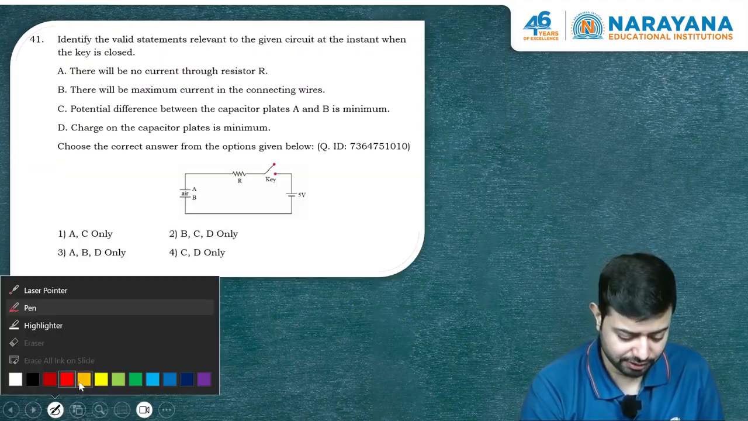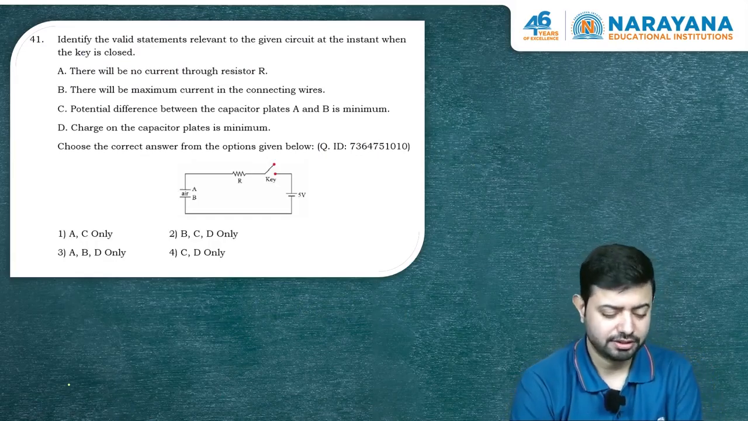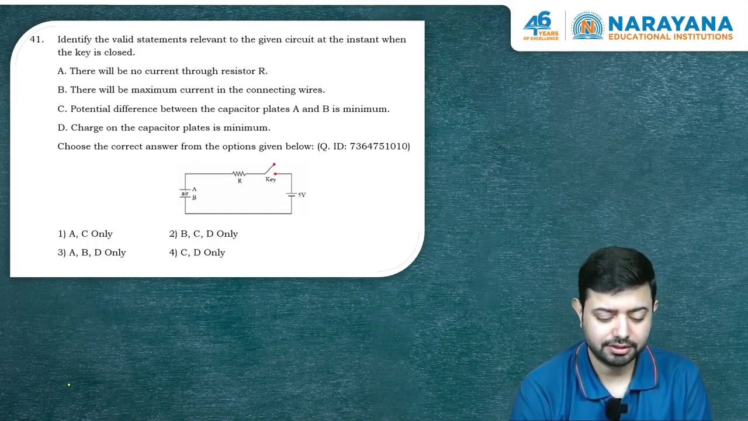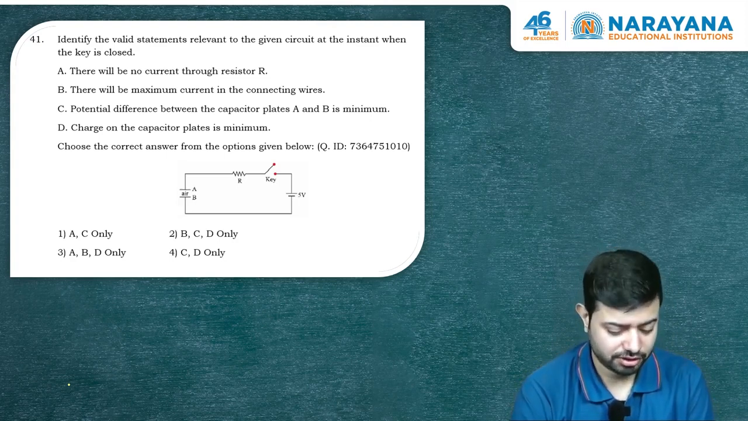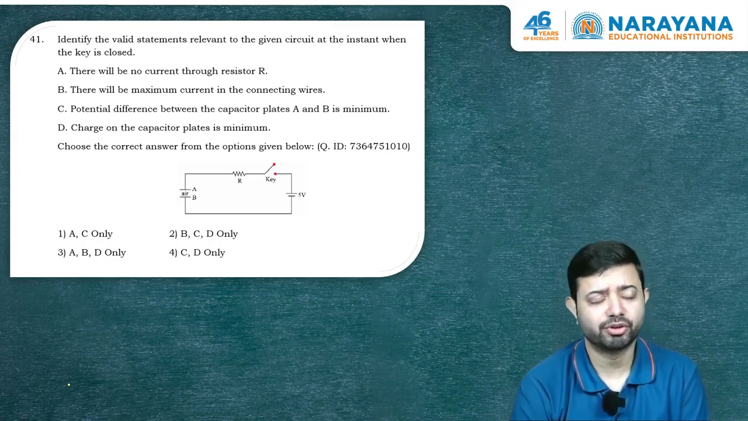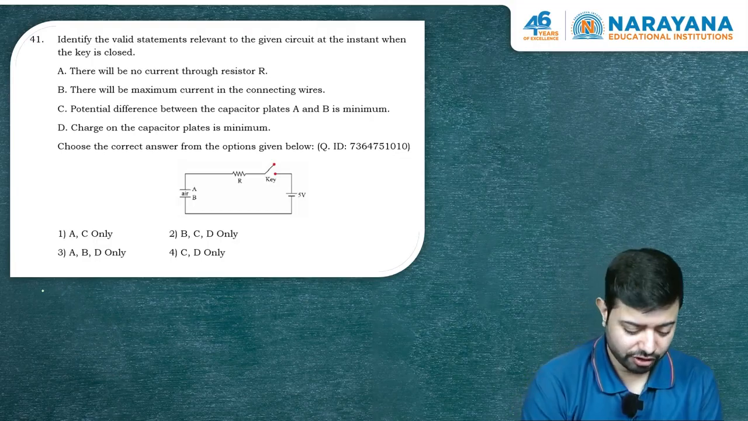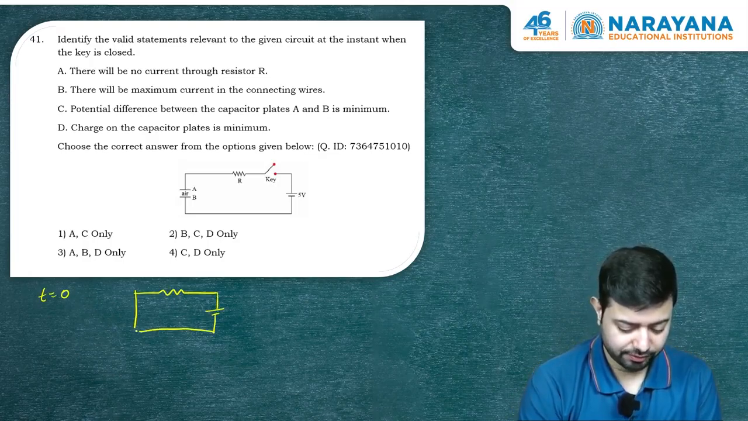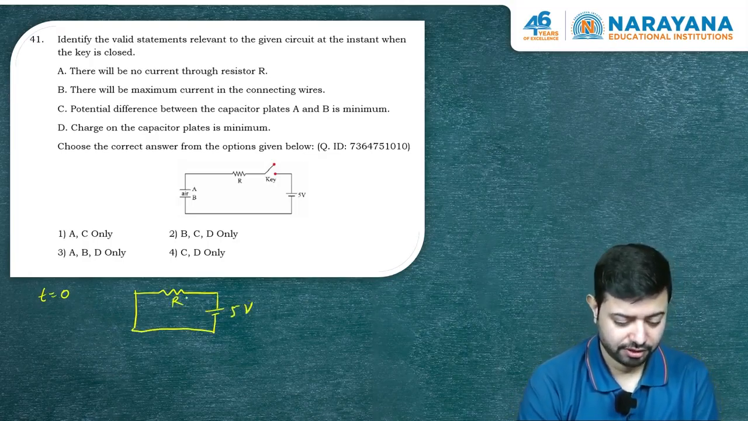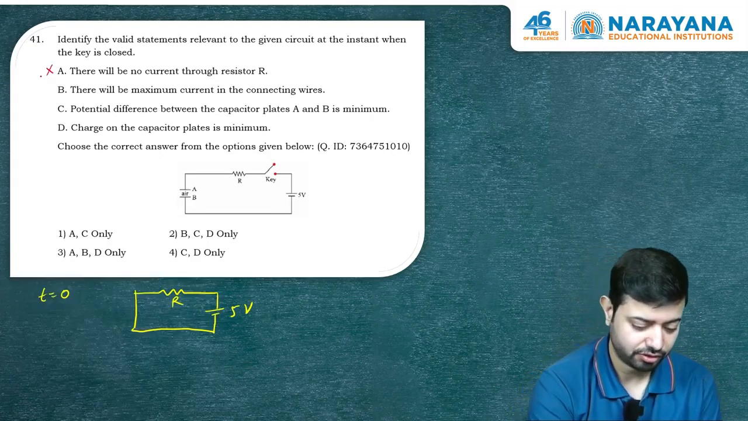Let us move to the next one. This is another question which is related to capacitor. Identify the valid statement relevant to the given circuit at the instant when the key is closed. There will be no current through resistor R. As soon as you close the switch, the capacitor behaves like a straight wire. It is talking about the t equal to 0 moment, where the capacitor will behave like a straight wire. This is the circuit then. This is 5 volt, this is R. Will there be current? Yes, there will be current. So, this option is wrong.